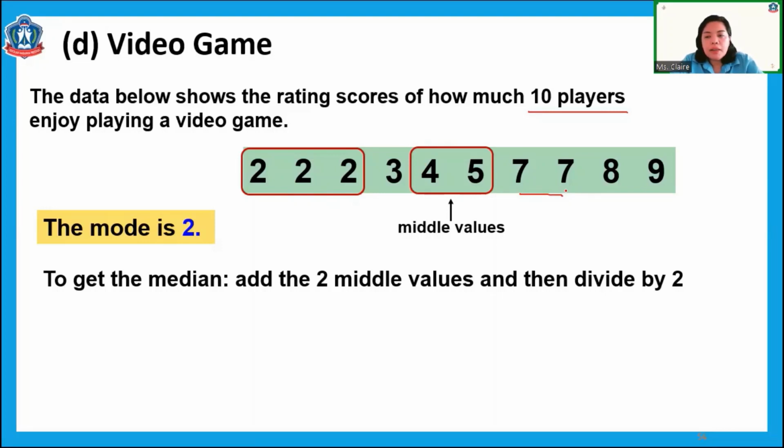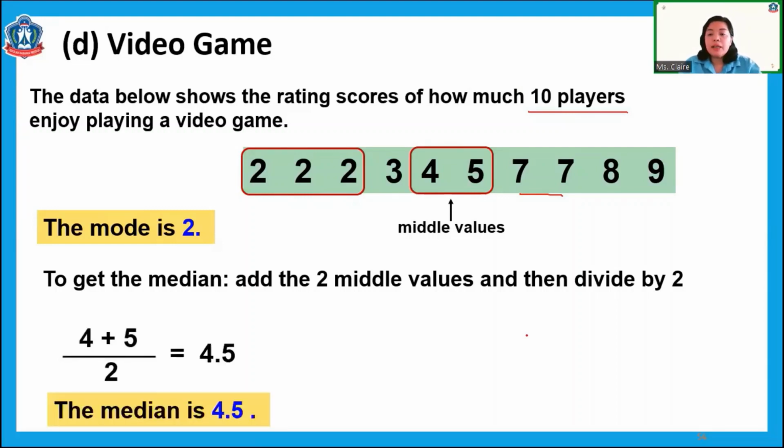Now, to get the median, we have 2 middle values, the 4th and 5th. Can we have 2 medians? No, we should have only 1 median. To get the median of an even number of data, we need to add the 2 middle values and divide by 2. So 4 plus 5 is 9, divided by 2 is 4.5. Therefore, the median of this data is 4.5.